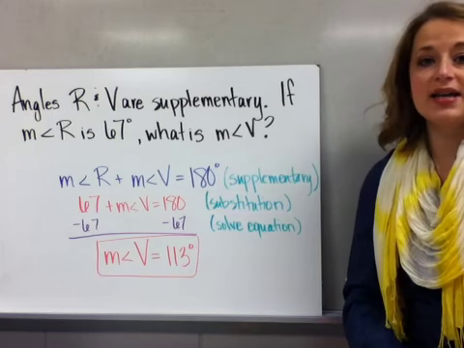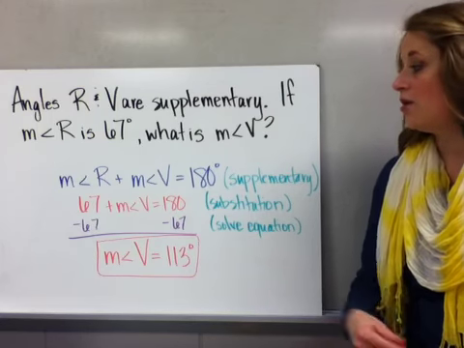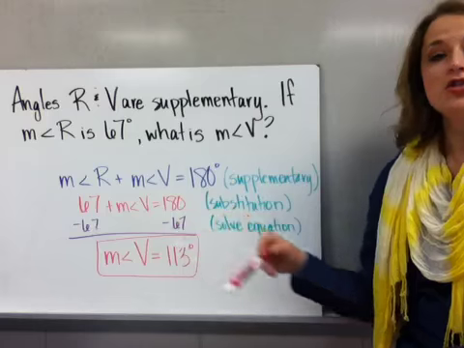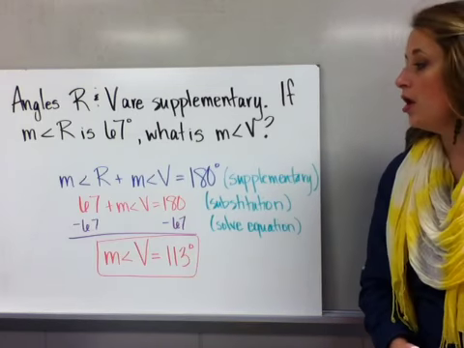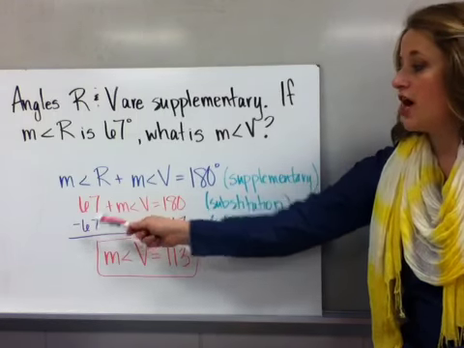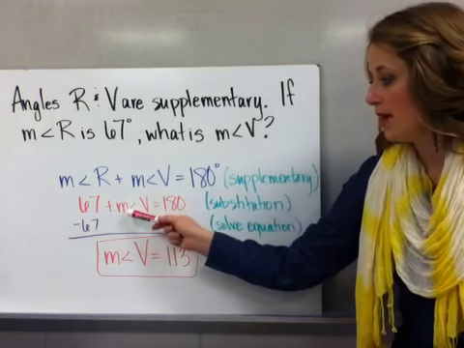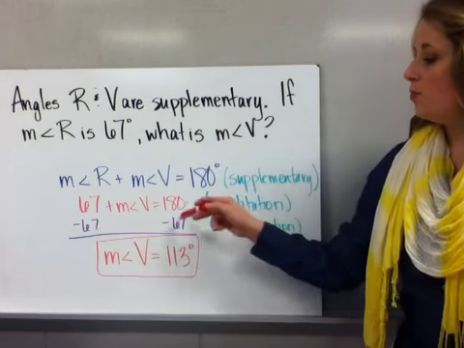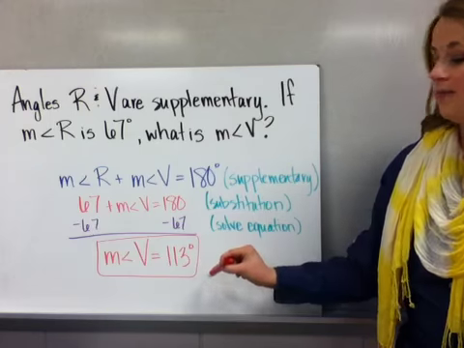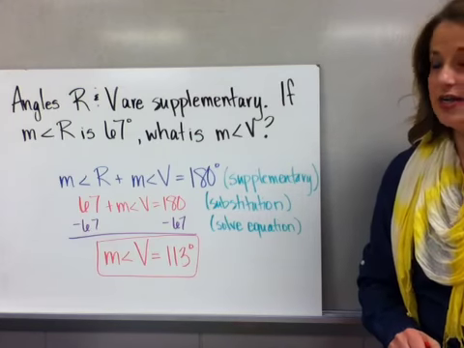Now it's an equation that I can solve. The variable, the part that I don't know, is the measure of angle V. So we undo what's happening to the variable. It's being added to, so we subtract 67 on both sides. It cancels here, so measure of angle V comes down, and 180 minus 67 is 113 degrees.